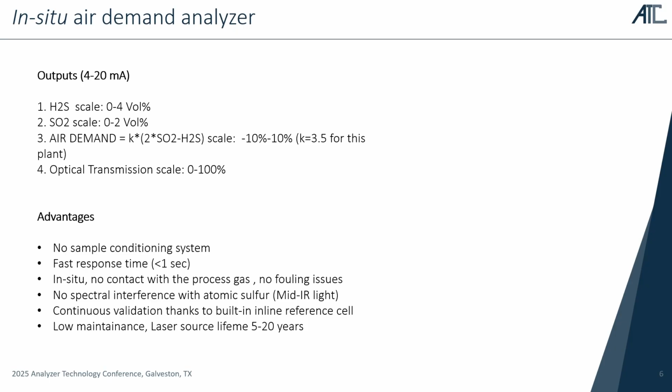So what are the advantages of this setup? First of all, there is no sampling conditioning system. For a UV system, you need to knock down sulfur because of the problem with elemental sulfur interference. We don't have this problem in the mid-infrared. Fast response time, yes, all TDLs below 1 second is not a problem.